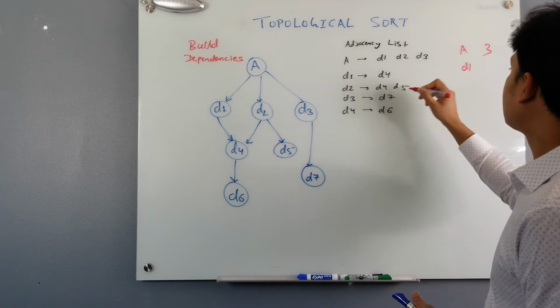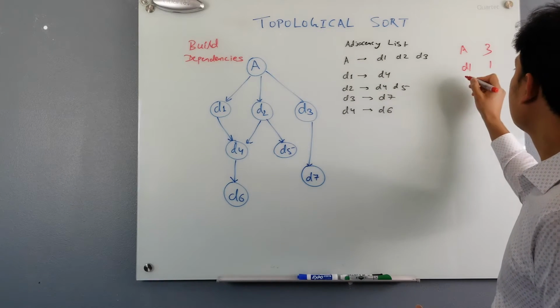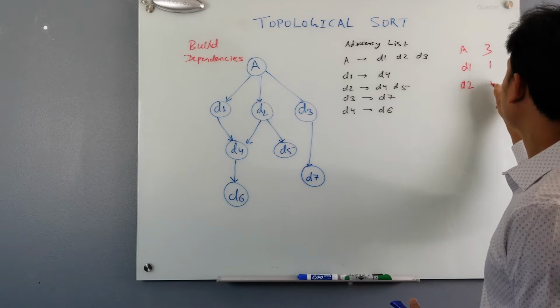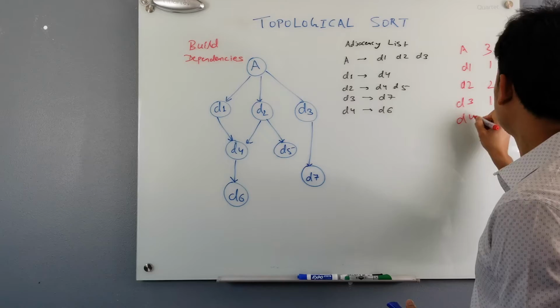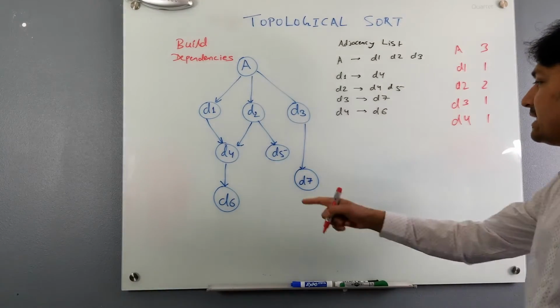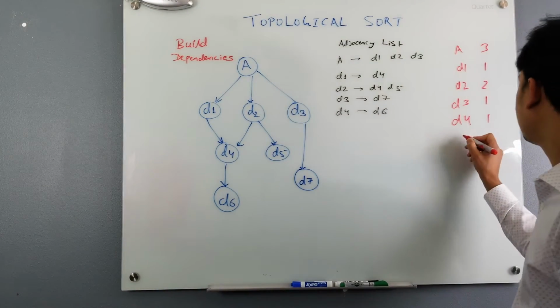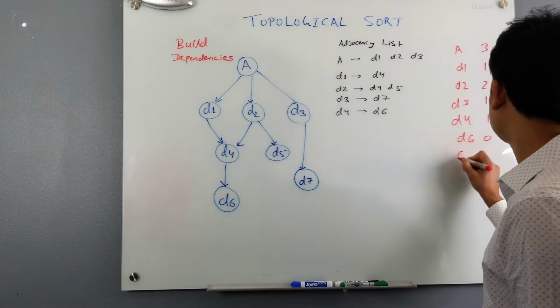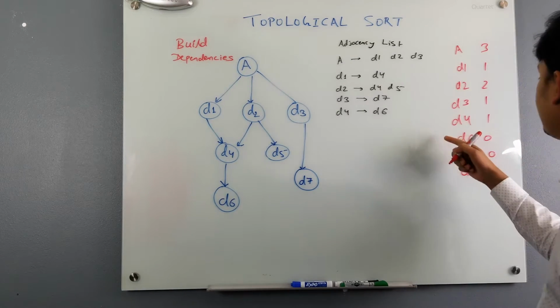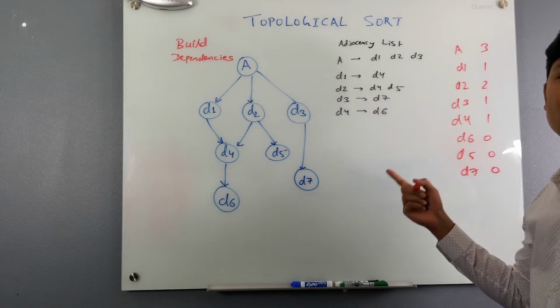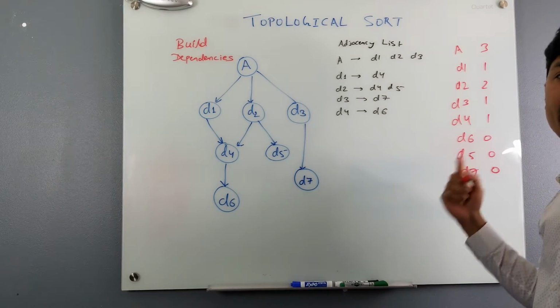D1 has a dependency on 1 item. D2, 2, D3, 1, D4, 1. And D6, D5, D7 have 0 dependencies. So it's basically D6, 0, D5, D7. So basically D6, D5, D7 can be pushed to the queue to be processed because they don't have any dependencies.